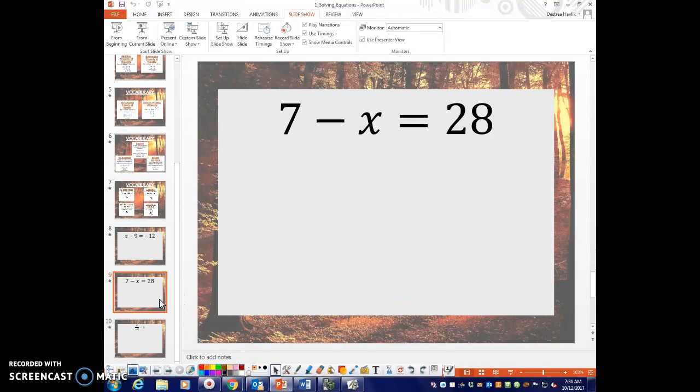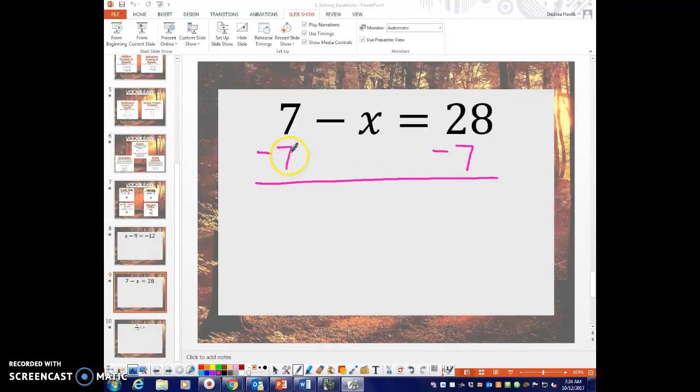Okay, so on this one, 7 minus some number will give you 28. How are we going to figure that out? You do the opposite. So you need to subtract the 7. Always do the number first. What you do to one side, you do to the other.